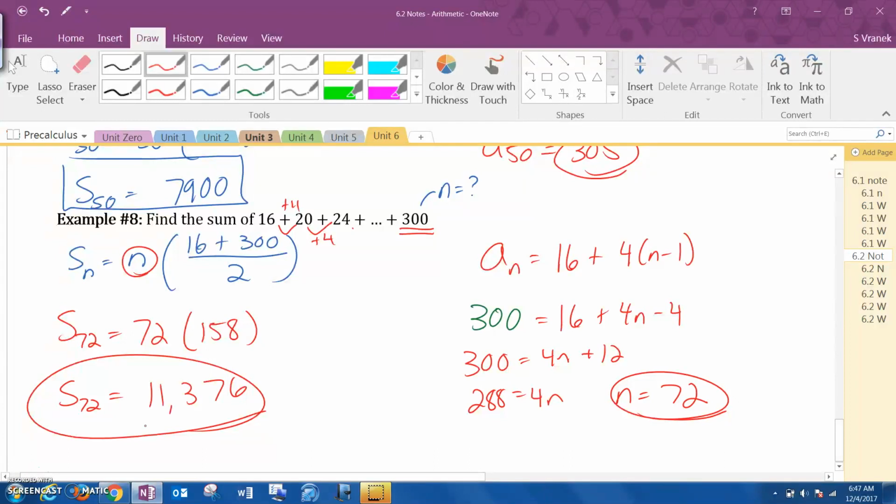So again, with sums, a lot of the times you're going to have to go back to the a sub n formula. You need to be able to use those two interchangeably. Okay? Tomorrow the next video will be very quick. It'll just be those two problems, kind of expanding your idea of what arithmetic is.